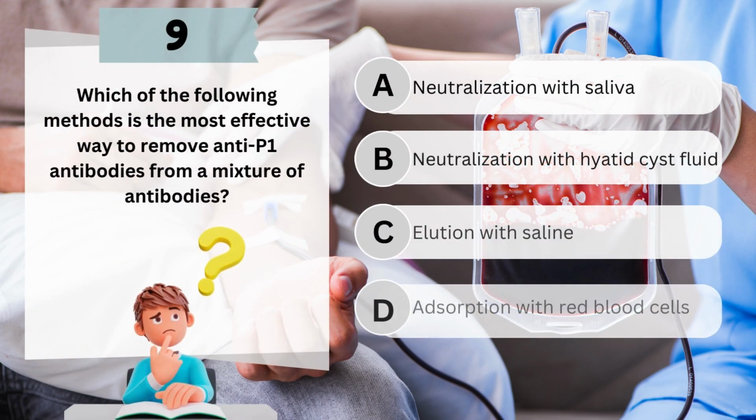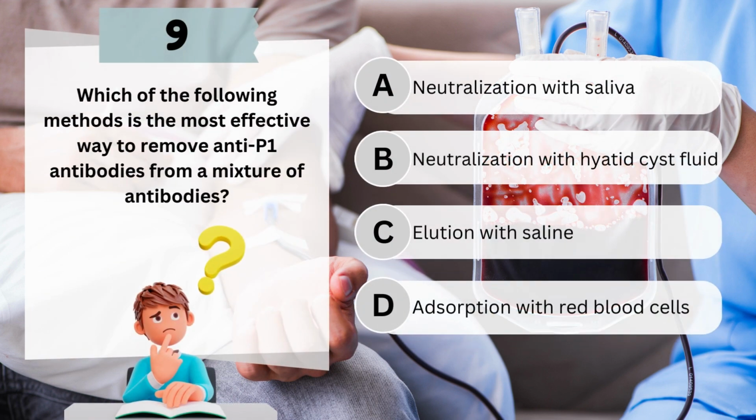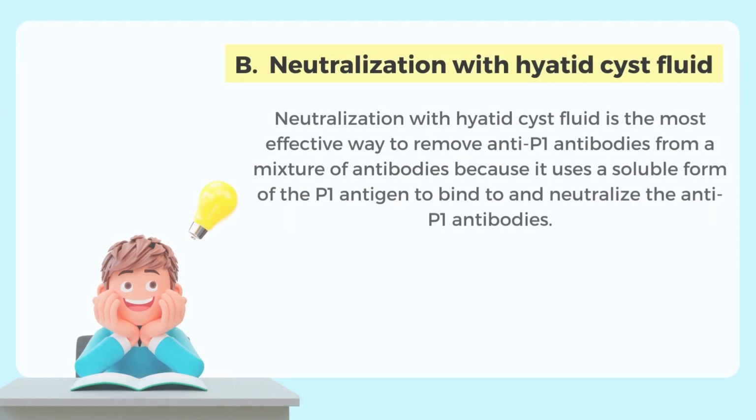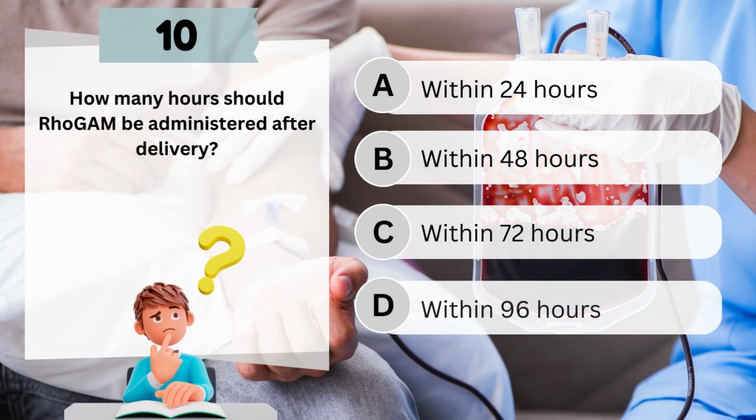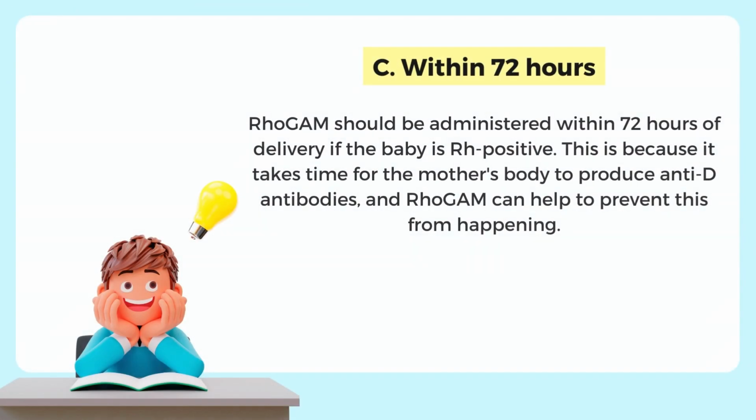Which of the following methods is the most effective way to remove anti-P1 antibodies from a mixture of antibodies? The correct answer is B. Neutralization with hydatid cyst fluid. How many hours should Rhogam be administered after delivery? The correct answer is C. Within 72 hours.